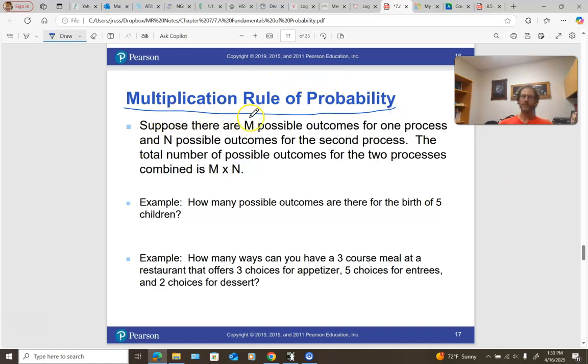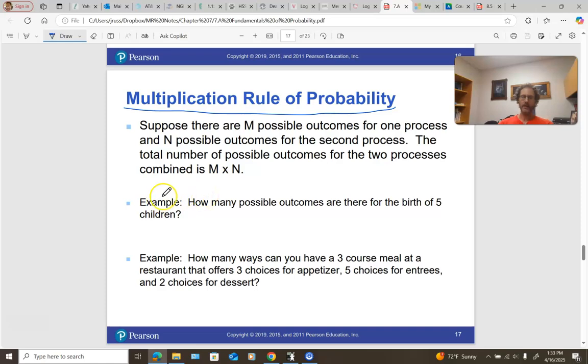So let's suppose that there's m possible outcomes for one process, and then n possible outcomes for the second process. Then the total number of possible outcomes for the 2 processes would be m times n. So let's look at an example. This is called the multiplication rule.